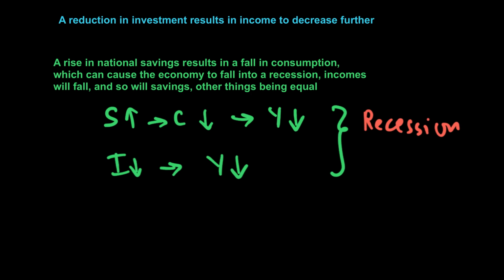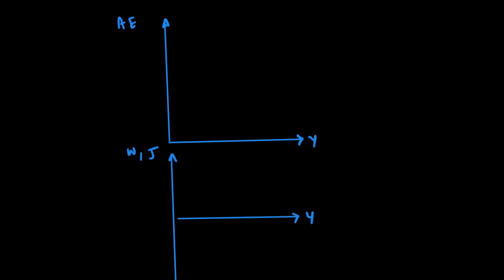Now I want to show this in terms of a diagram as to how this can be shown through our AE curve. So we'll make two diagrams here. First diagram is where A is equal to Y diagram, and the upper diagram is your A is equal to Y, and the lower is W and J. So initially we start off by making our Y equals to AE line, which looks like this.